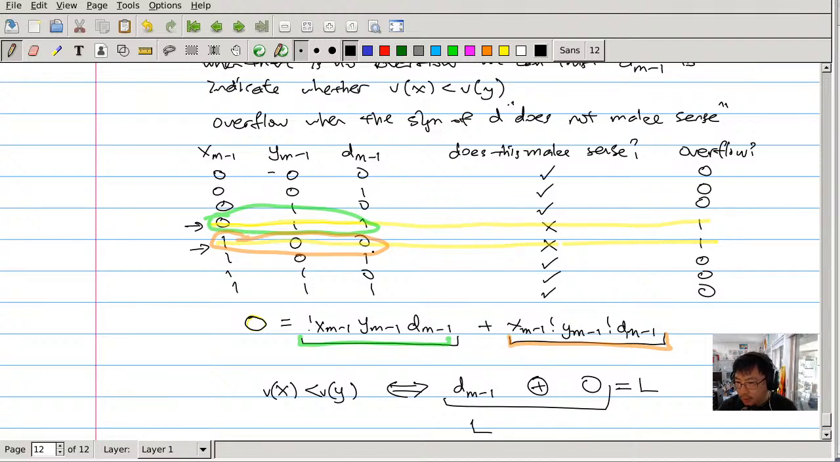And then likewise, the orange one is referring to another row where overflow is a 1. And in order to use that particular conjunction, to make that conjunction a 1, then we need x to be a 1, y to be a 0, and then d also to be a 0. So I hope this clarifies what that truth table is talking about.